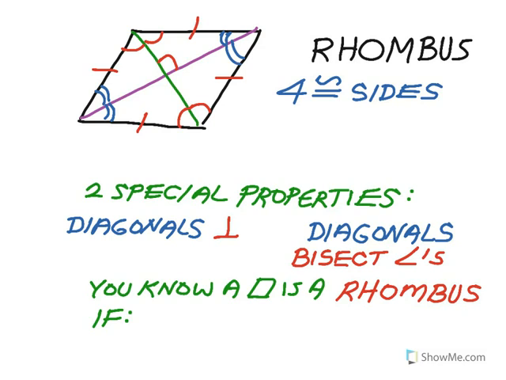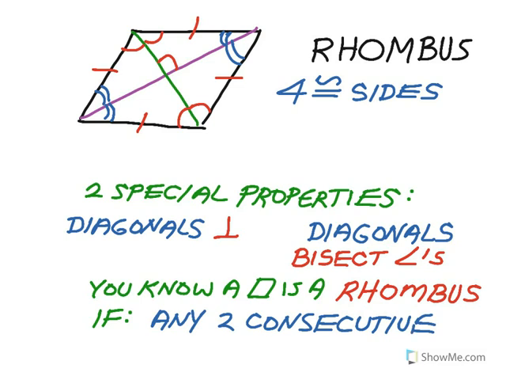Now, how do you know for sure if it's a rhombus, if you're looking at a 4-sided figure and it's a parallelogram? You know it's a rhombus if any 2 consecutive sides are congruent. So if you just have 2 sides next to each other, then you know they all must be congruent because it's also a parallelogram, so opposite sides will be congruent. So any 2 consecutive sides congruent. So like if I have a situation where I've got this one and this one congruent and it's a parallelogram, then I know I've got a rhombus.